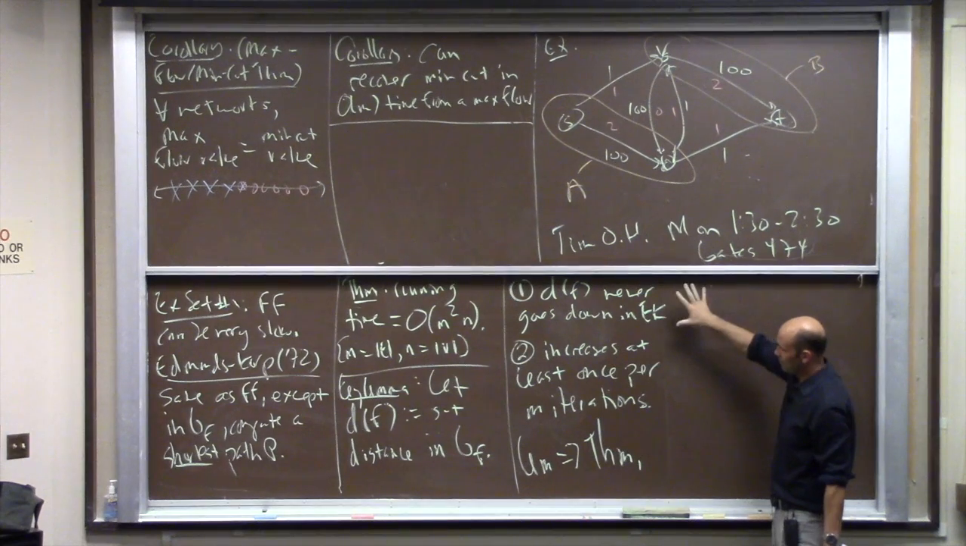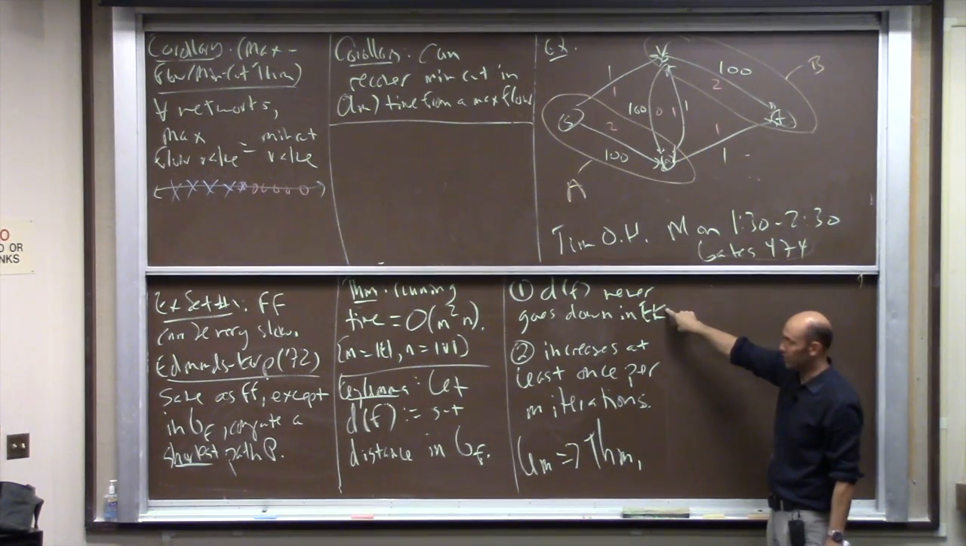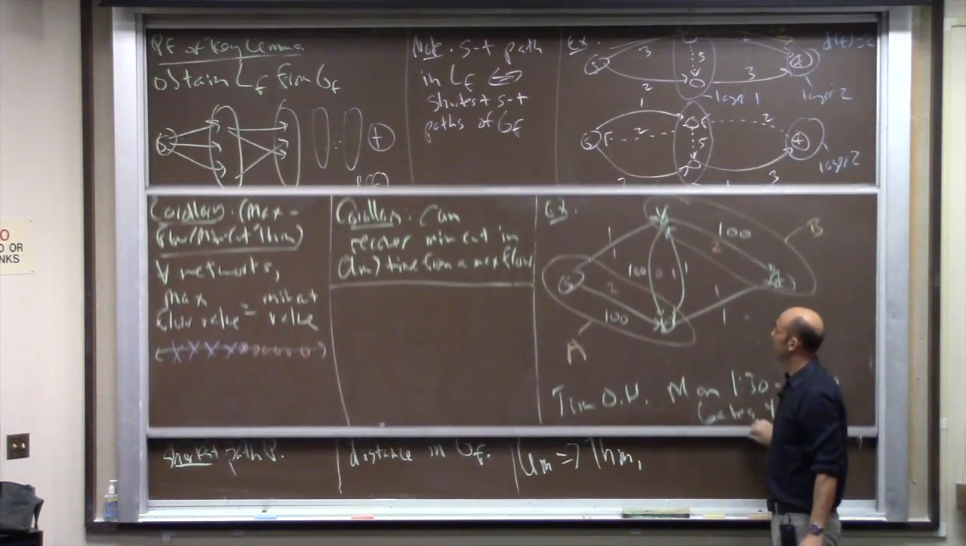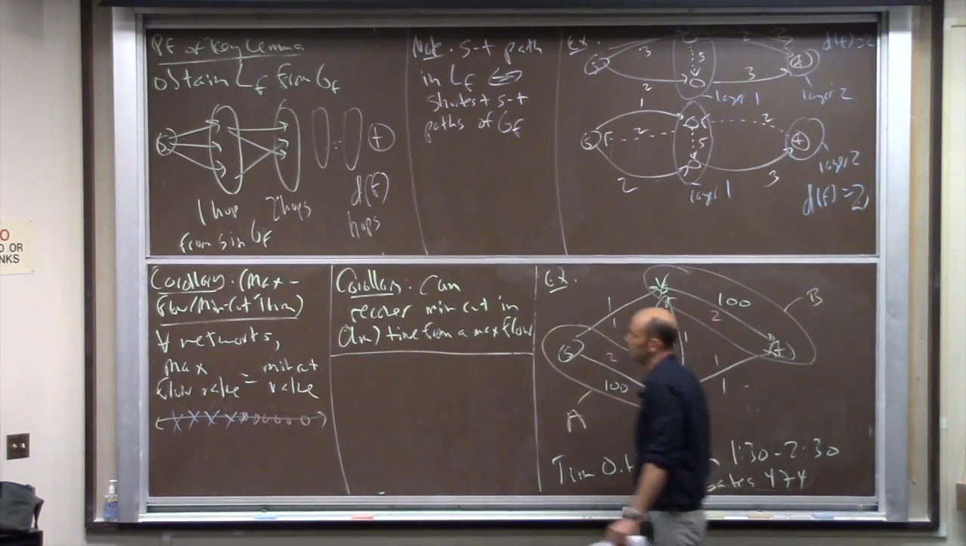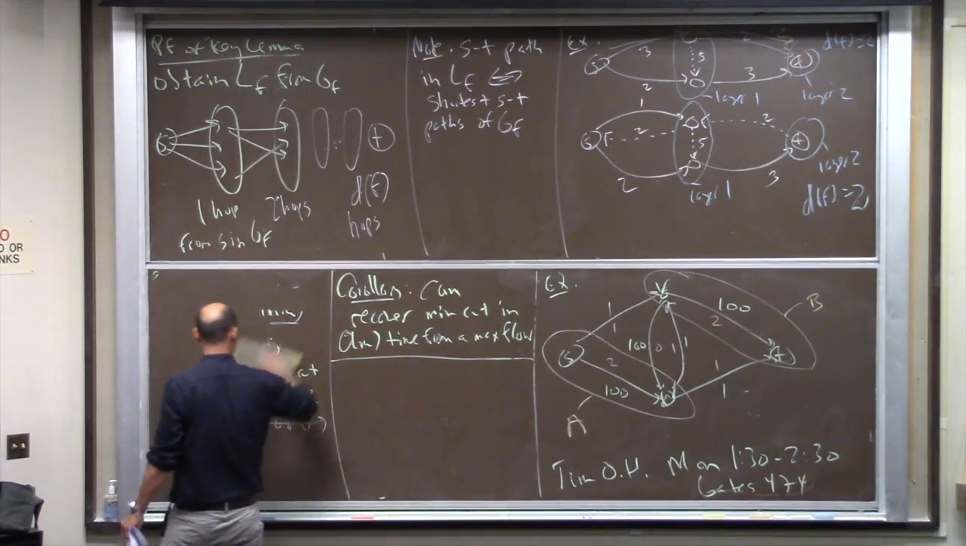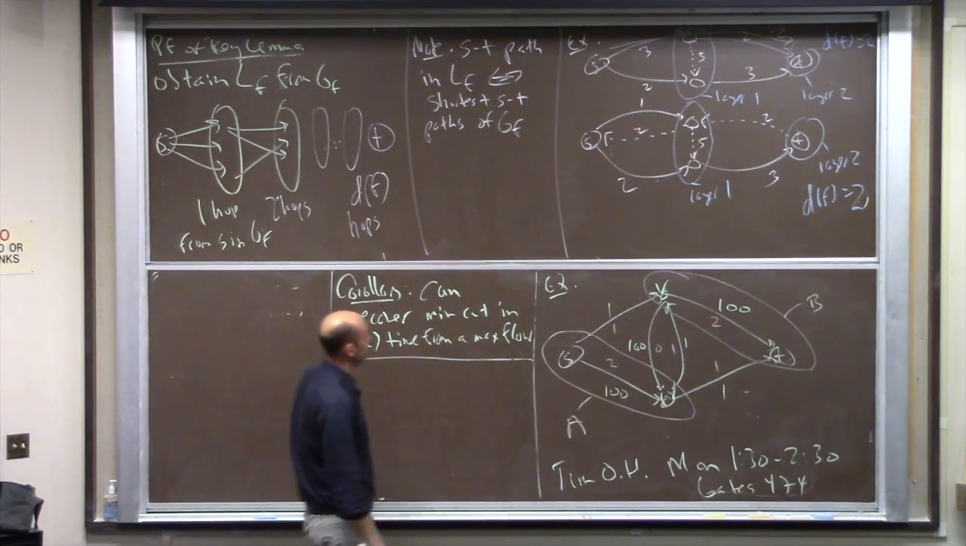So just to remind you, what we're trying to prove is that it never goes down and it goes up at least once every m iterations. Okay, so then the last one. What does Edmonds-Karp do here?